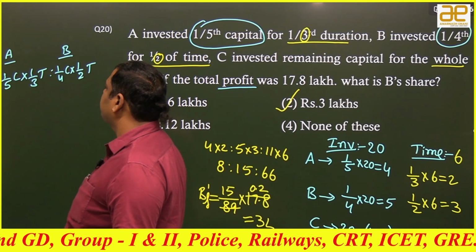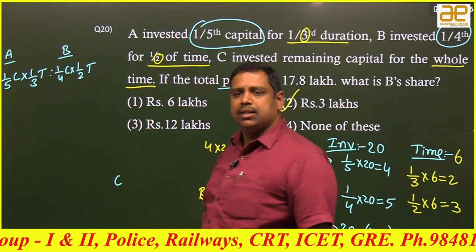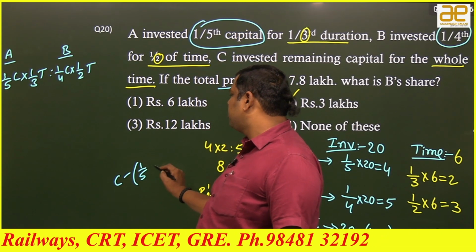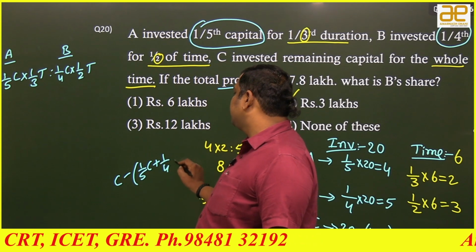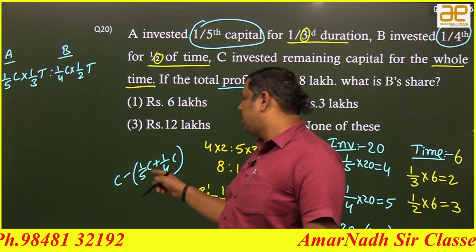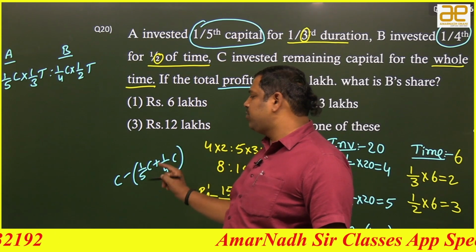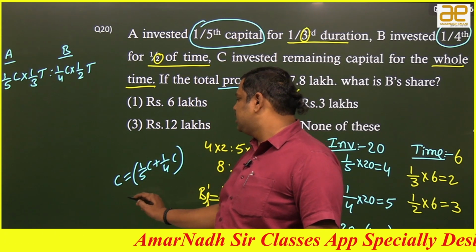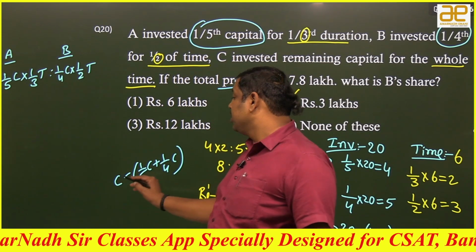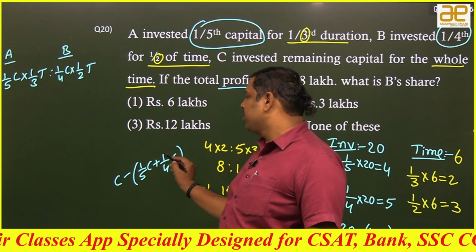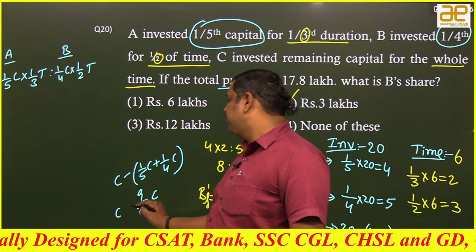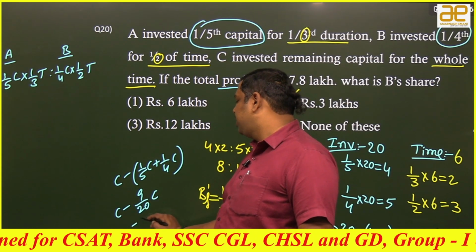This one you have to observe. Sir, let us say total capital be C rupees. From that I have to subtract 1 by 5 C plus 1 by 4 C, because the remaining is the one. So 5 and 4, sorry, 4 and 5, 9 by 20 C. What is C's investment? We have to subtract from C, right? So C minus 9 by 20 C, then it will be 20 minus 9. So 11 by 20 C.